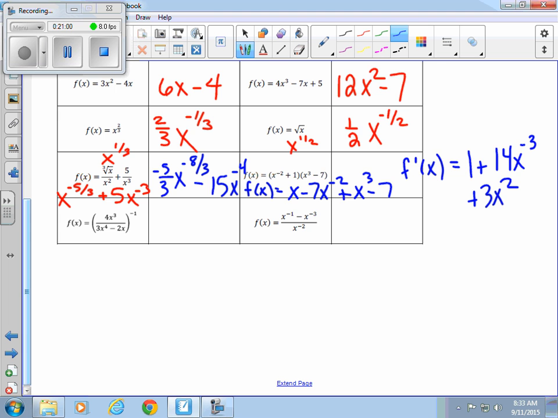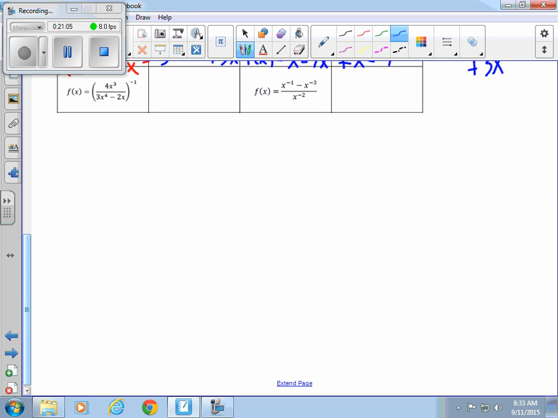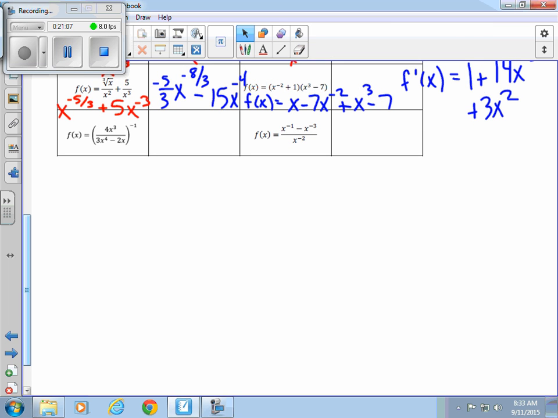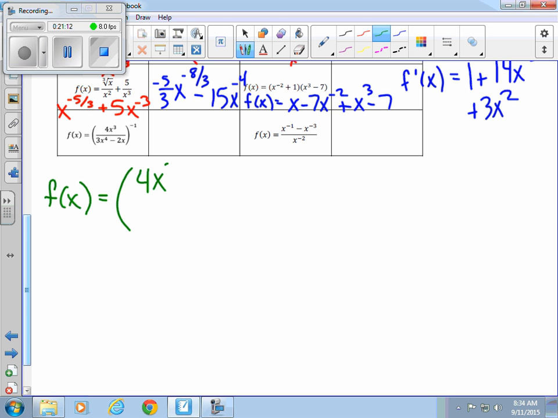Okay, the others are more exponent property problems. I'm going to rewrite this next one. These are the hardest power rule problems I can come up with. This is as hard as I can make it as far as power rule goes. Uh-oh. What are we going to do on this? We need to use pre-calculus skills.